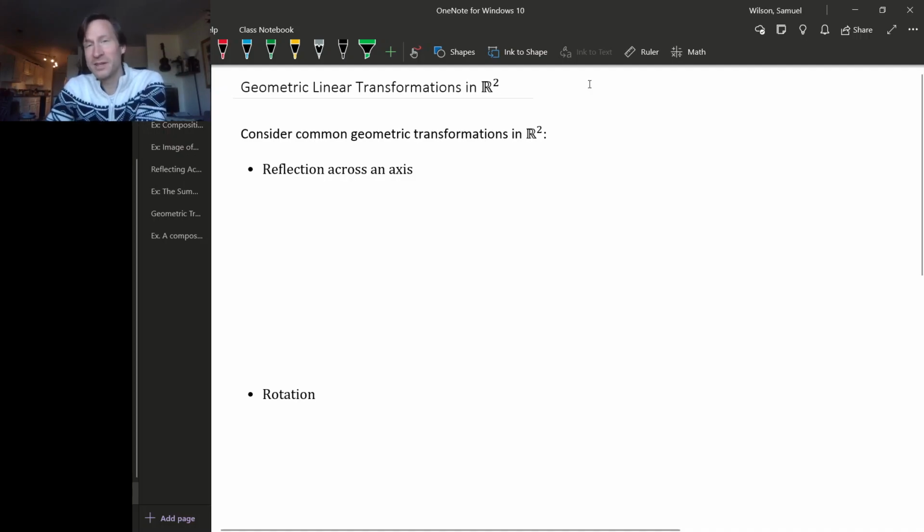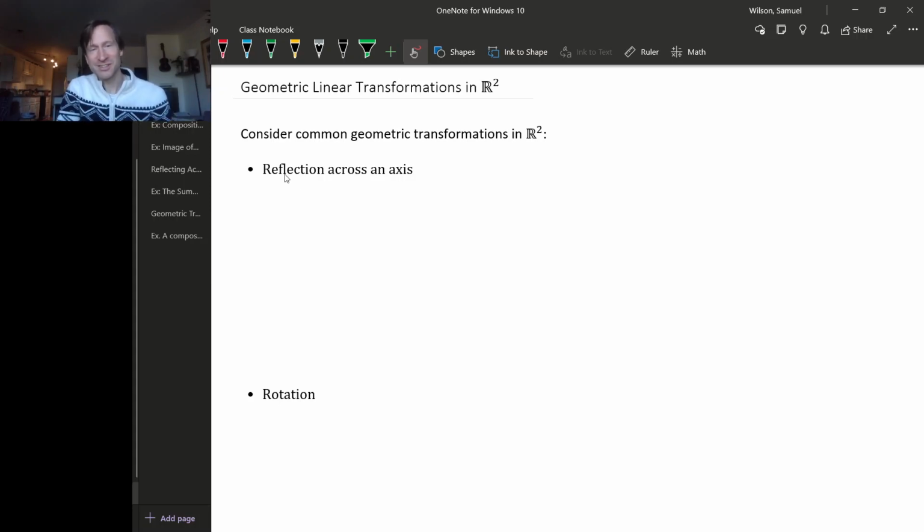There are some very common linear transformations in low-dimensional spaces. Here I'm talking about R2 and R3 in particular. It's really handy to know what the matrices for these transformations are. So when I say geometric transformations, what I'm talking about are transformations that we describe not in terms of a matrix, but just in terms of geometrically what happens to the vectors.